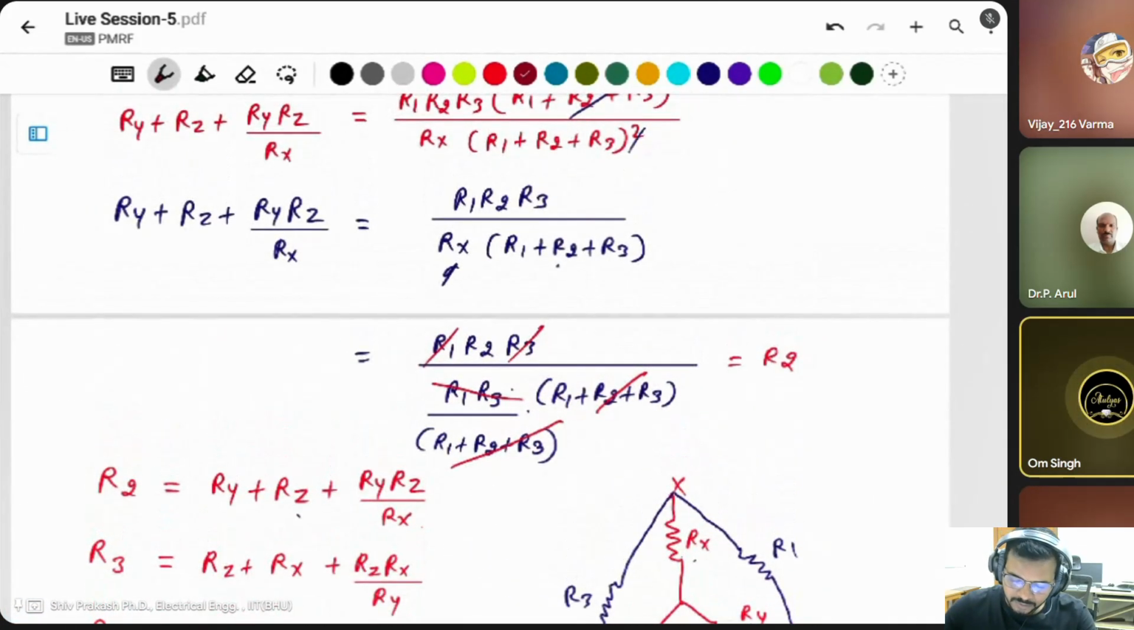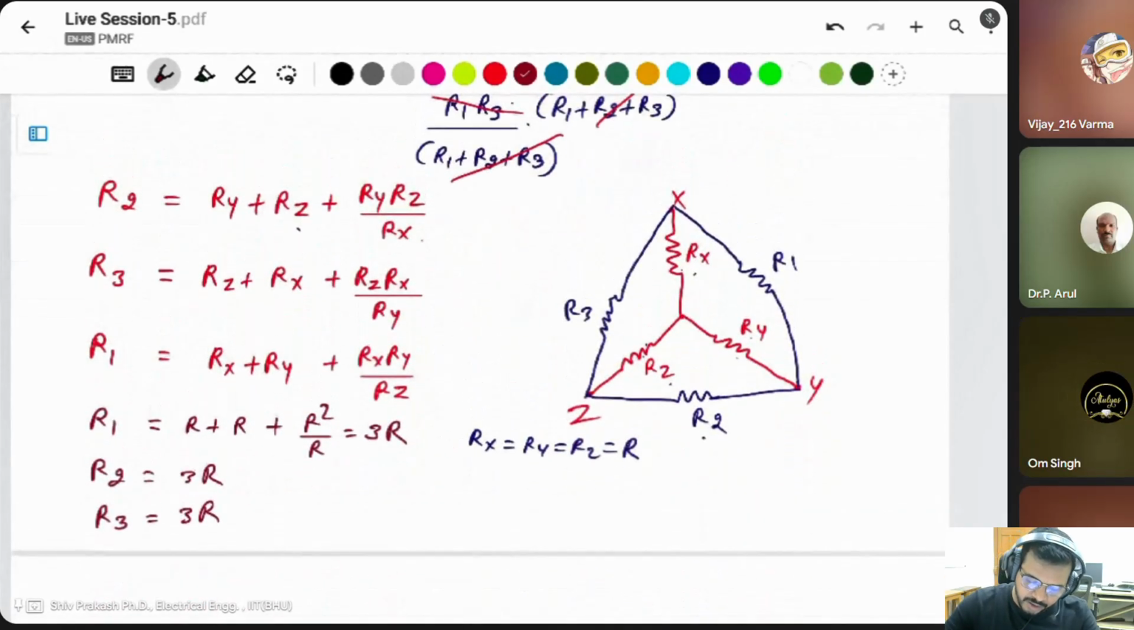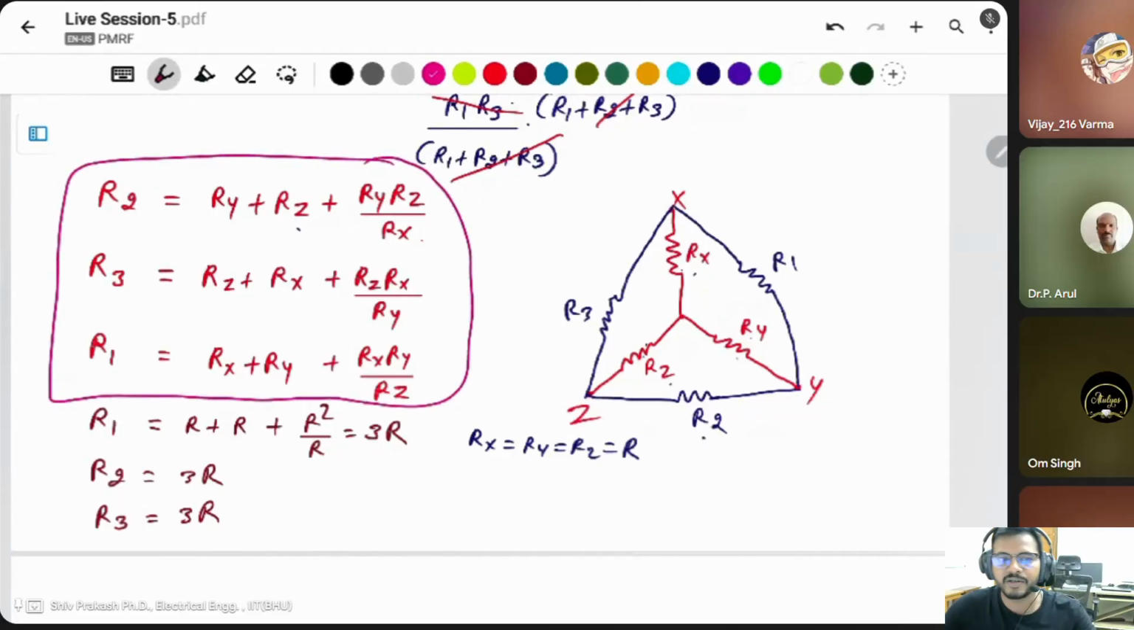So for exam purpose, we have to remember these formulas for these conversions. You simply learn this formula only, you need this formula only to convert. I derived all of this by understanding. Simply understand this formula. If you want to convert star to delta, check this star connection. You want to find this resistor, then simply add these two, plus multiply these two and divide by the other. Then we'll get the answer.